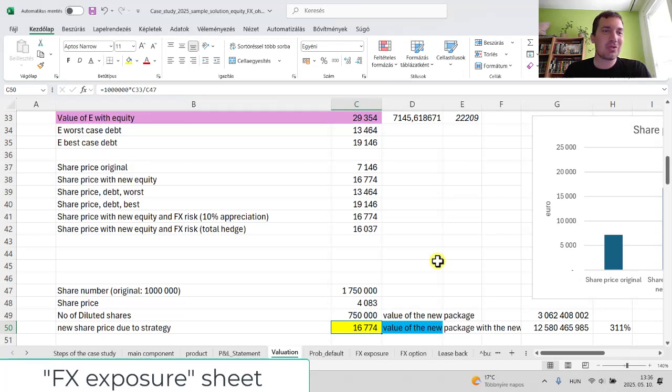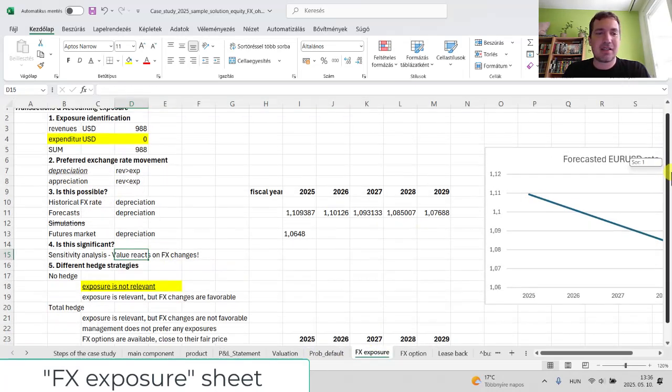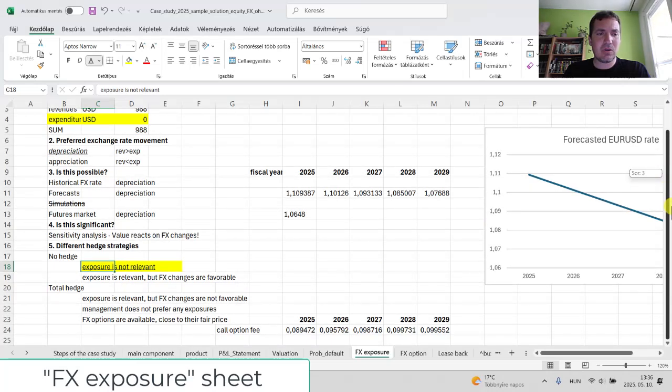It was not changing at all. So this is not significant for me. Exposure is not relevant, so I don't have to do any kind of hedging. Still, we can say that yes, but we can do call option fees.